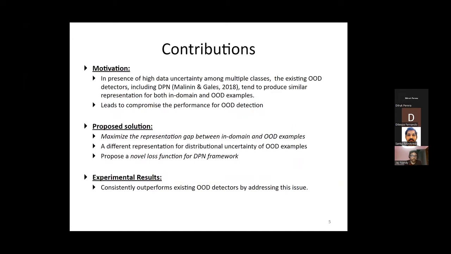So in this paper, we show that while there exist multiple methods to distinguish in-domain versus out-of-domain examples, when there is data uncertainty and distributional uncertainty, they tend to produce a similar kind of representation, and we cannot distinguish the in-domain versus out-of-domain example. Overall, this compromises their OOD detection performance.